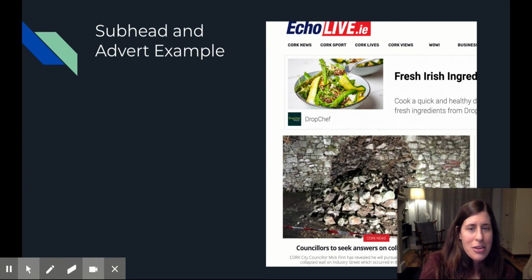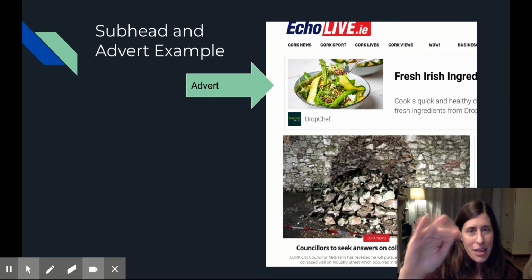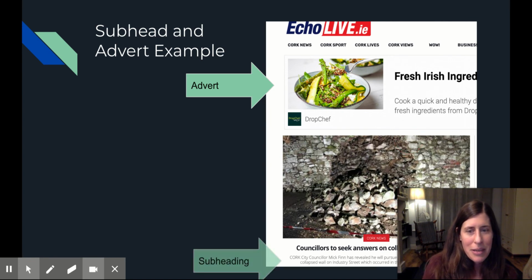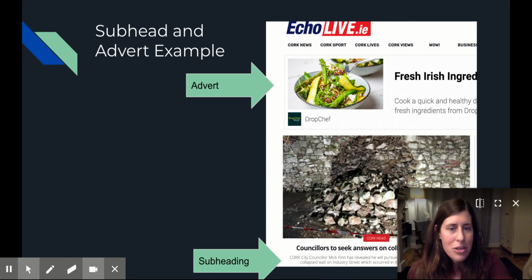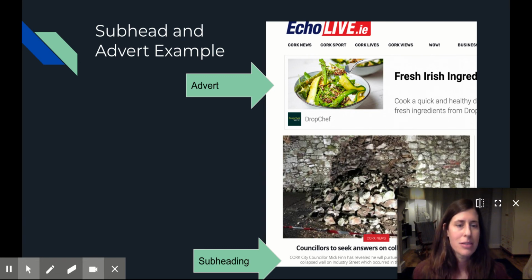So in the Echo, there's this article about a wall that was damaged. Above there, right between the newspaper and the name of the Echo, and then the article, there's an advertisement. And then this one has a subheading. So the heading was the counselors to seek answers, and then the subheading is like a mini headline, right, that goes underneath or gives more information. So Cork City Councilor Mick Finn has revealed blah, blah, blah. That's the subheading, right? And that's all before the article. If we click on that picture, then we'll see the full article.